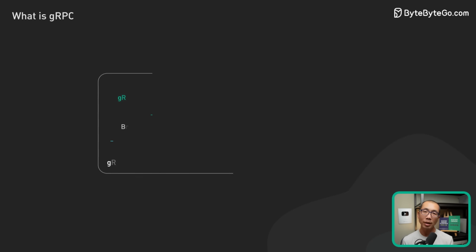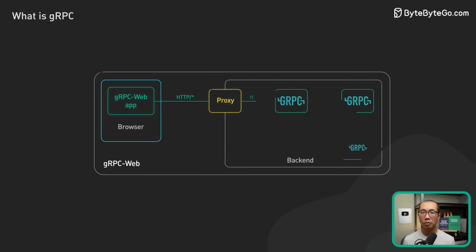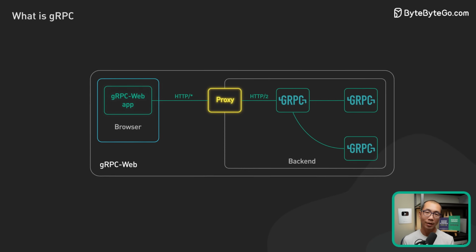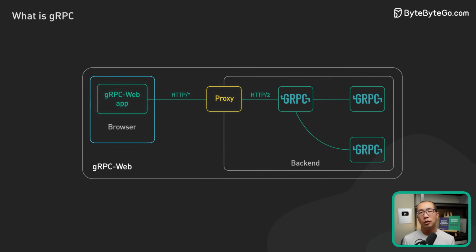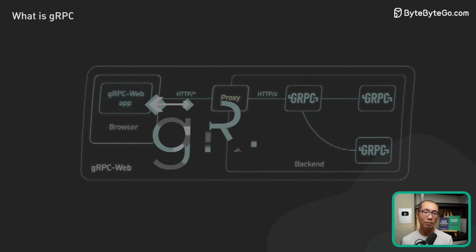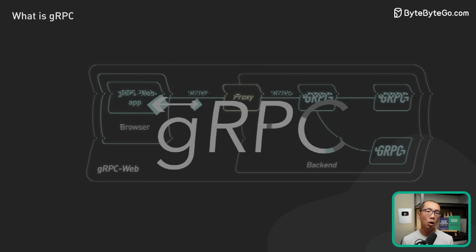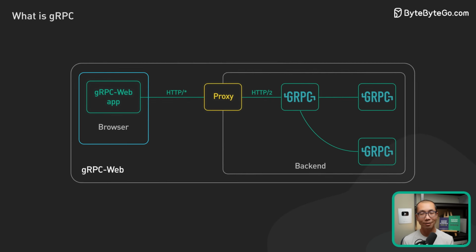It is possible to make gRPC calls from the browser with the help of a proxy. This technology is called gRPC Web. However, the feature set is not fully compatible with gRPC, and its usage remains low compared to gRPC itself.